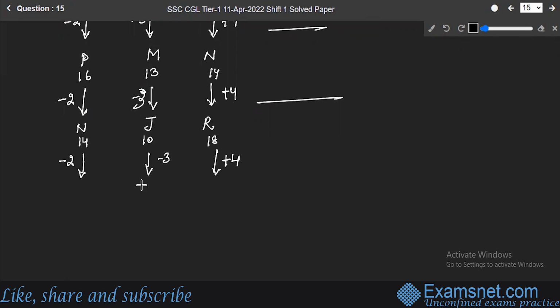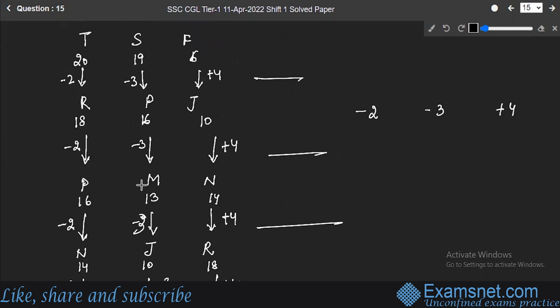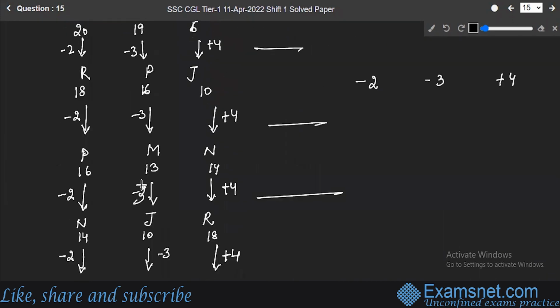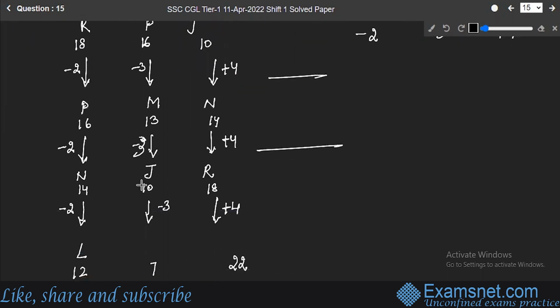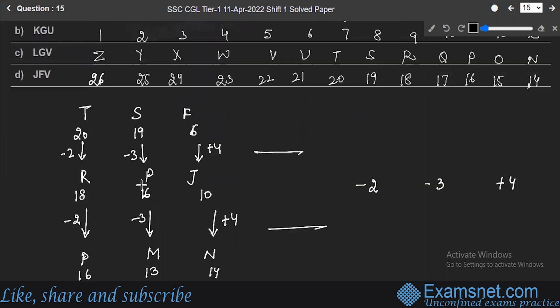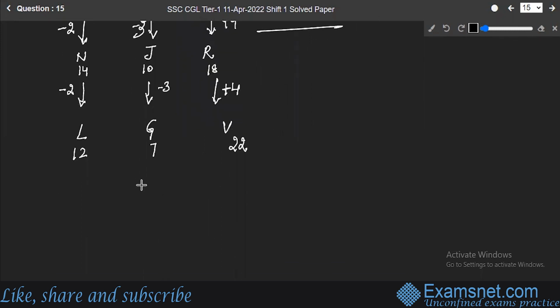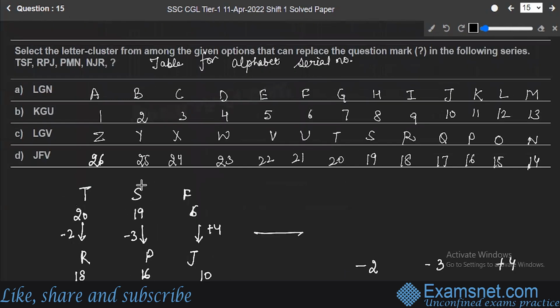Correct? And if I'm subtracting 2, I'll have 12 over here. And if I'm subtracting 3, I'll have 7 over here and 22 over here. And which alphabet is at the number 12? Let's see. Number 12 is L. 7 is G. And 22 is alphabet V. Okay, so the given one is LGV. Now, I hope you are clear with the answer that we have. LGV should be the next letter cluster in the sequence. So option C is the correct answer.